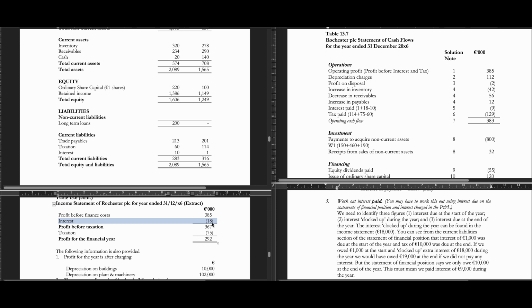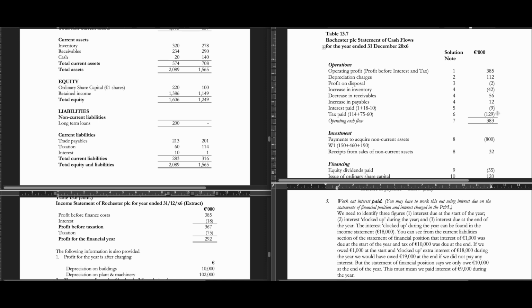So that is on an accruals basis. That is like, what was the interest from the 1st of January to the 31st of December? We haven't necessarily paid all of that interest. So the way we work the calculation is we say, well, we owed 1,000 of interest at the start of the year. We clocked up 18,000 of interest during the year. So if we hadn't paid anything, we would owe 19,000 at the end of the year. But in fact, we only owe 10,000 at the end of the year. So what we must have paid is 9. And you can see that there in the cash flow statement.